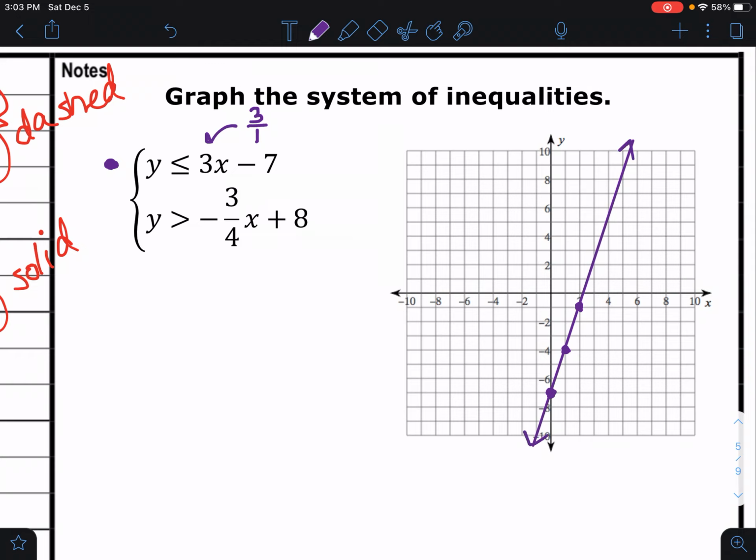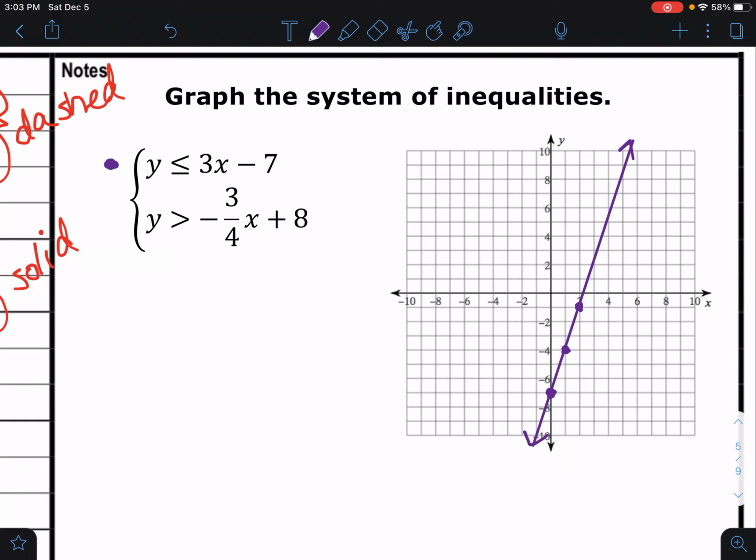Put my arrowheads on there. And now I've got to figure out which way to shade. So remember, we used the test point (0, 0), which is right here. If that works, we would shade the side (0, 0) is on, in other words, if I get a true statement. If it doesn't work, I will shade the other side.